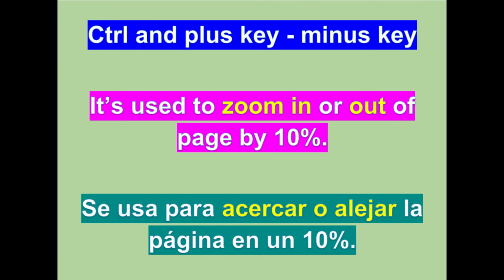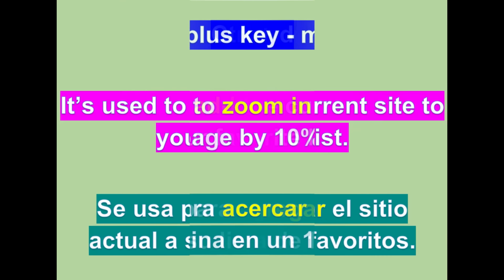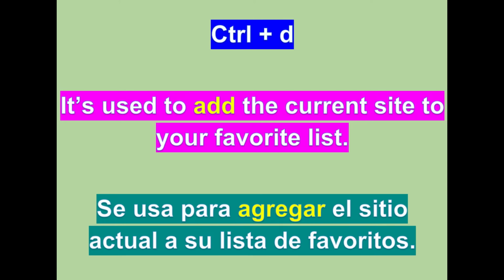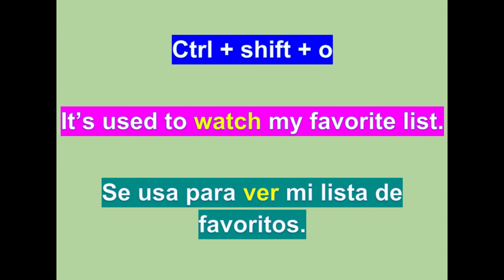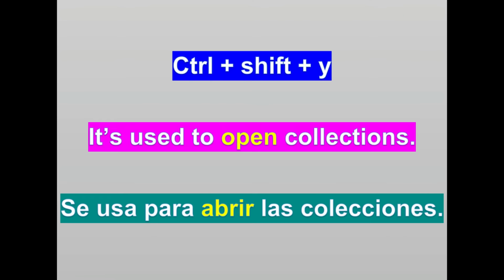Ctrl and plus key or minus key is used to zoom in or out of the page by 10%. Ctrl plus D is used to add the current site to your favorites list. Ctrl plus Shift plus O is used to view your favorites list. Ctrl plus Shift plus Y is used to open collections.